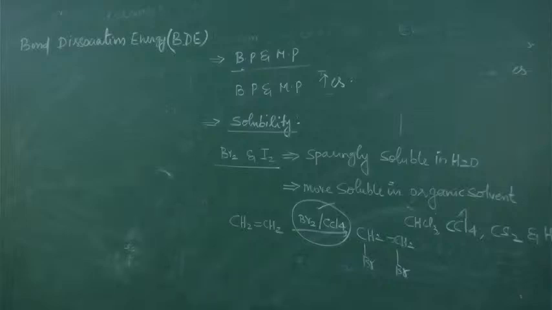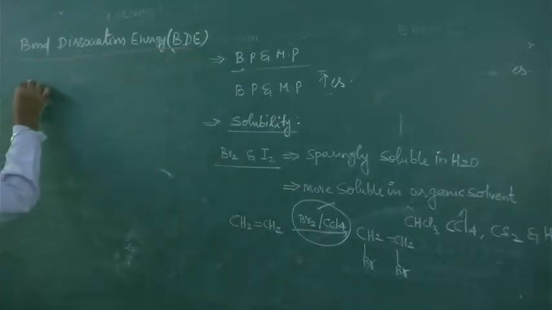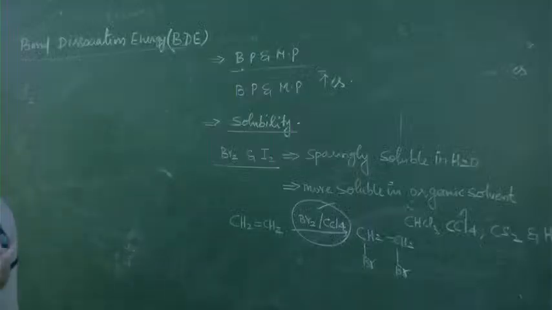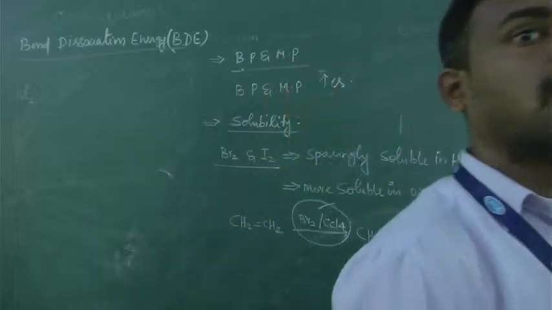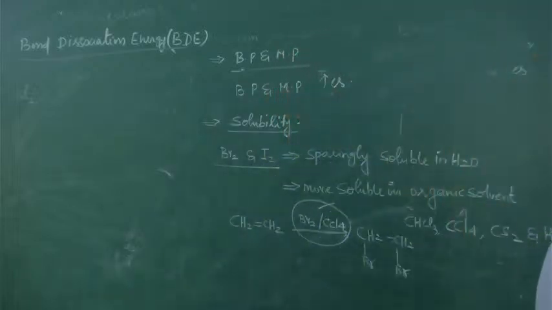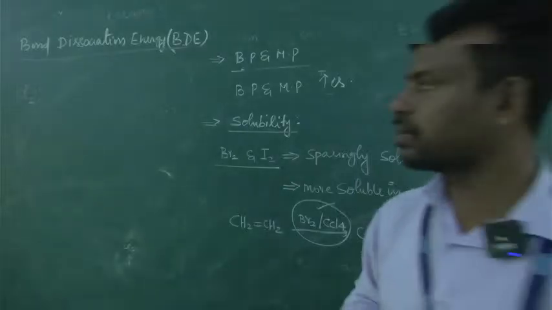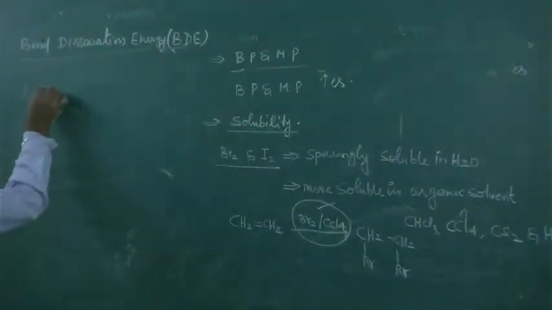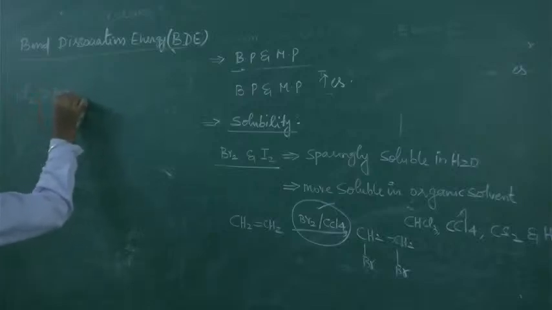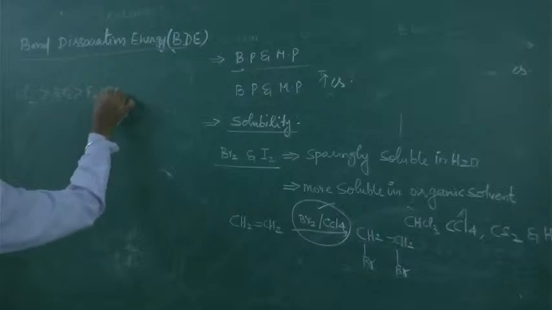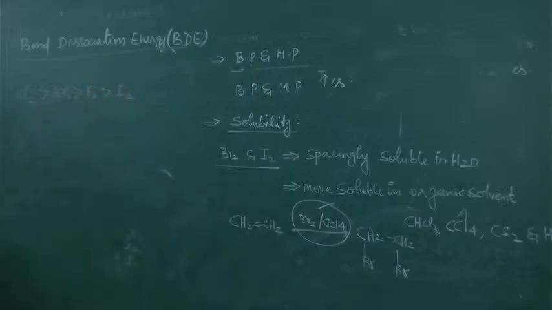Please note this. Is it clear? So the correct order for bond dissociation energy is: Cl2 has the most bond dissociation energy among the halogens. What is the meaning of this? In order to break this bond, you have to supply more amount of energy. Is it clear? Yes or no? Then followed by Br2, then followed by F2, then followed by I2. This is the order. Please note this.